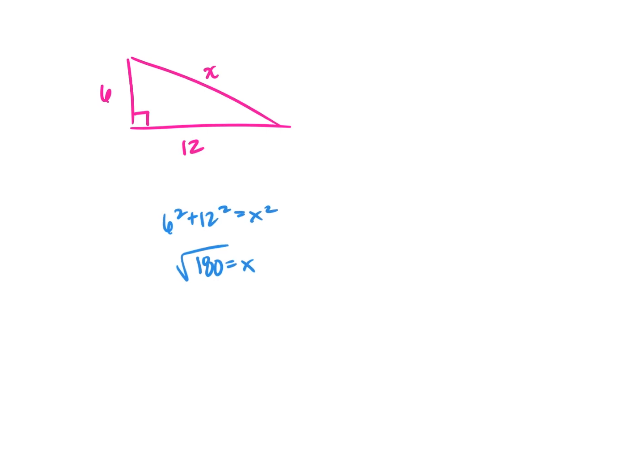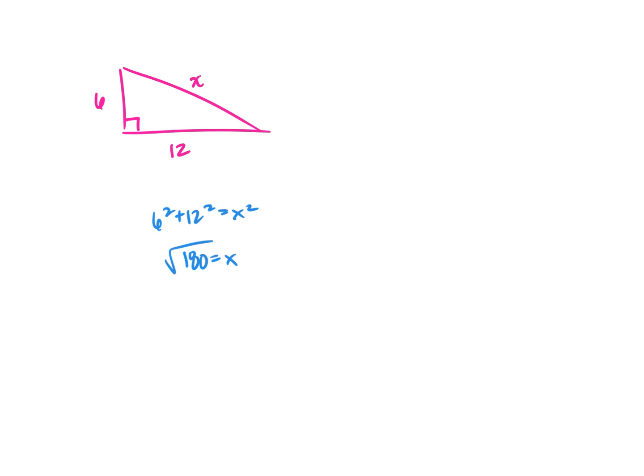What are we breaking 180 into? 36 and 5. I like 36. Why do I like 36? What is the square root of 36? Beautiful. So this one is now 6 root 5.